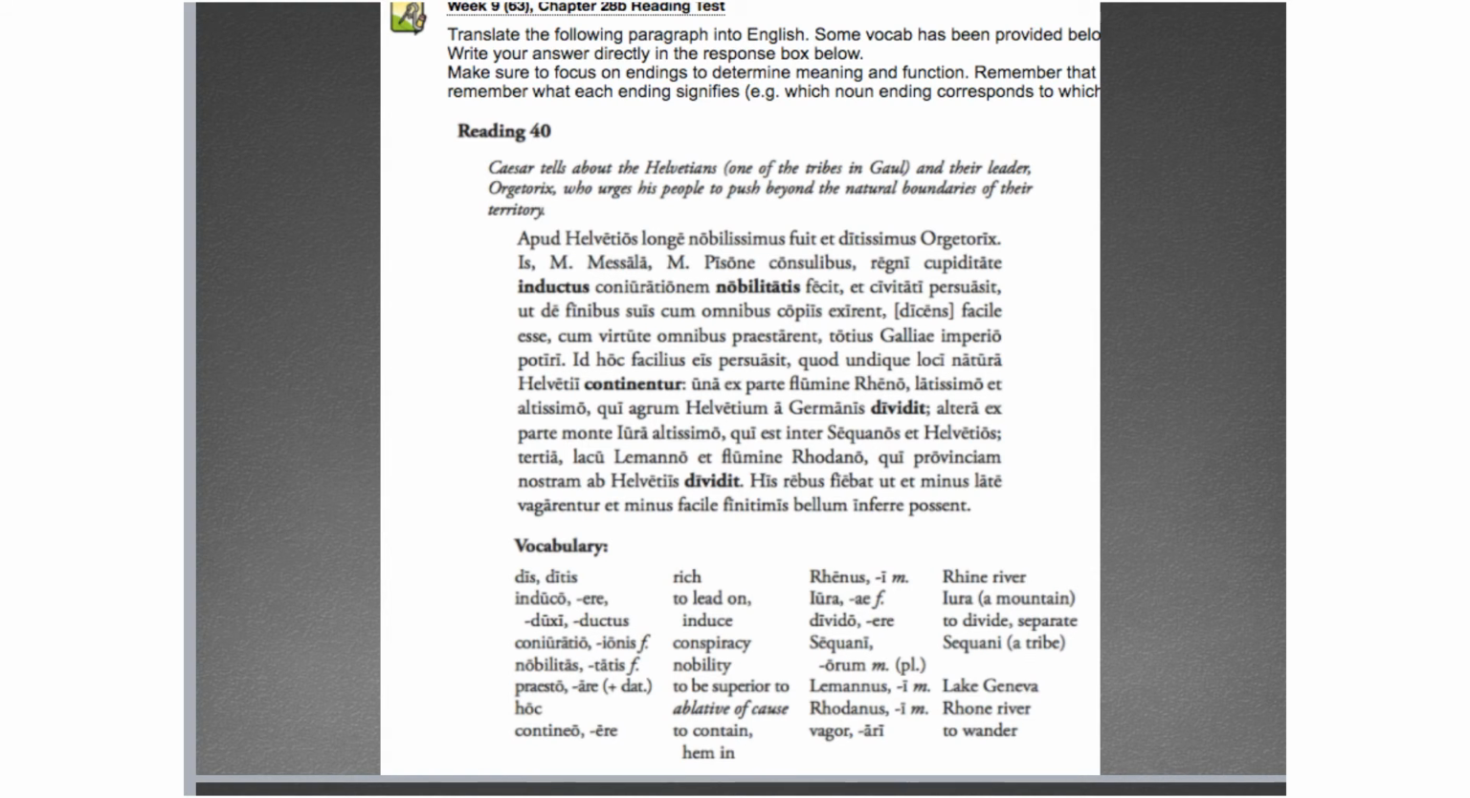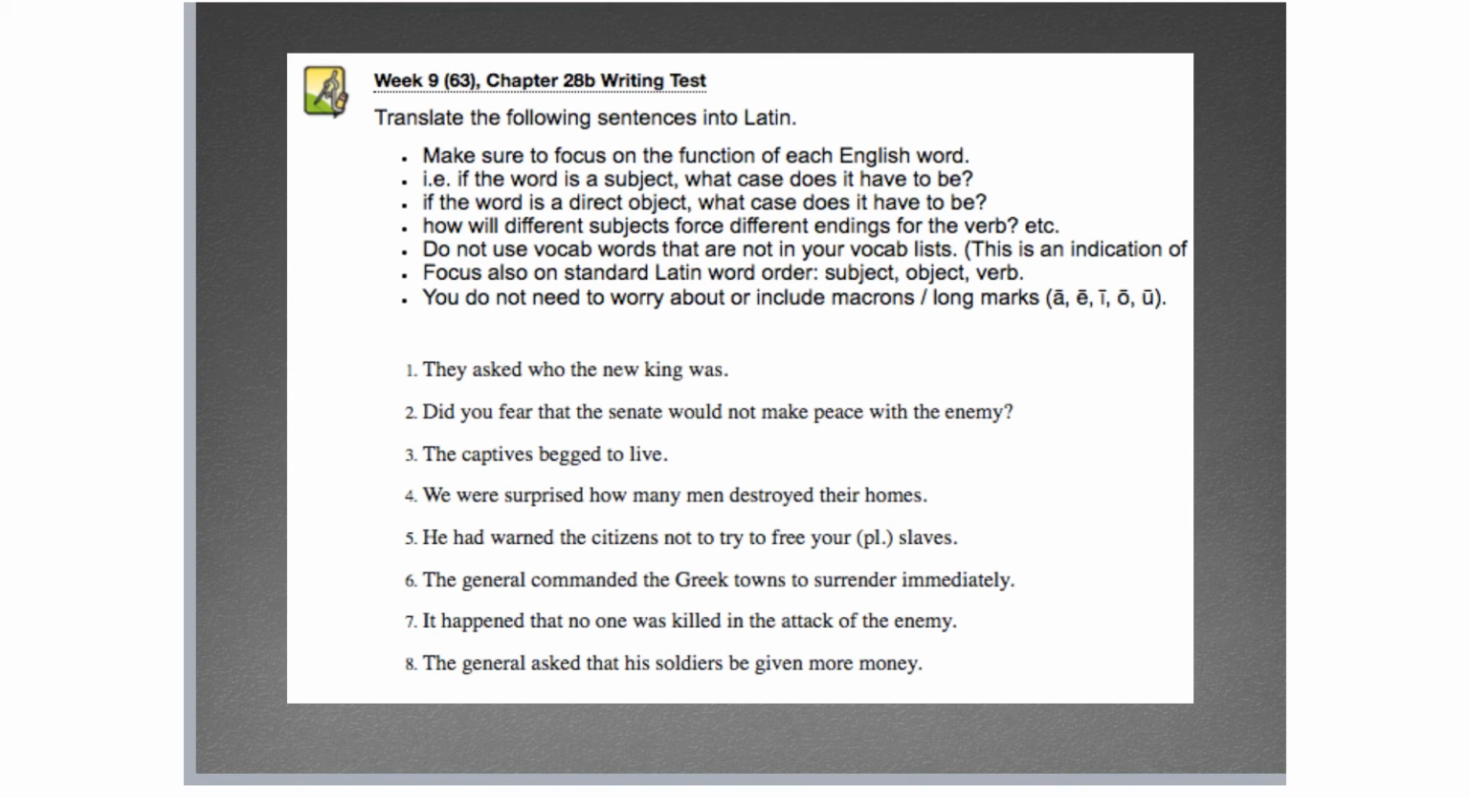All right, so I'll leave the rest. And then for the writing, we're going Latin to English. So obviously we're practicing the clauses. So you've got to make sure you know what clause you're dealing with.